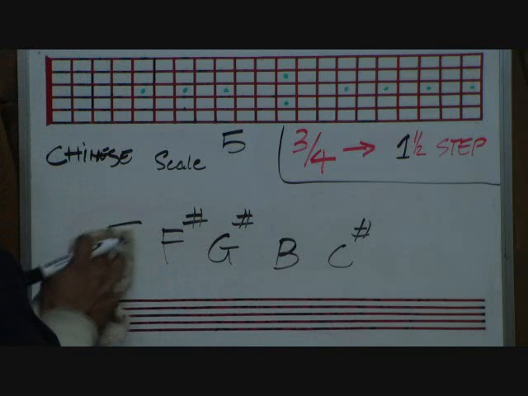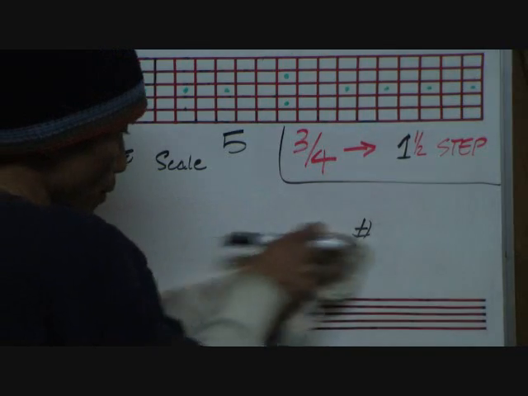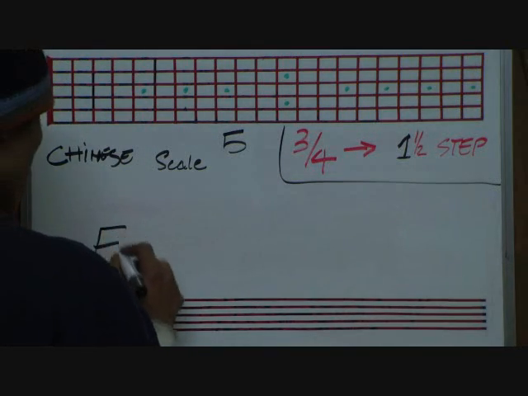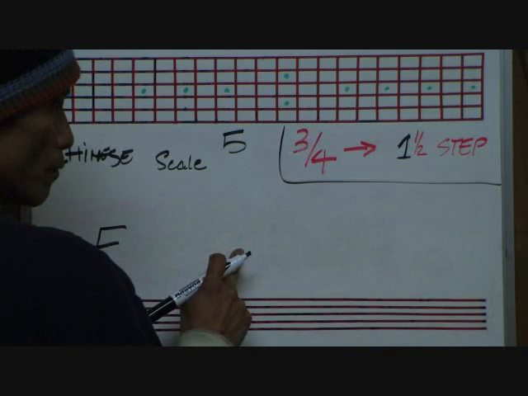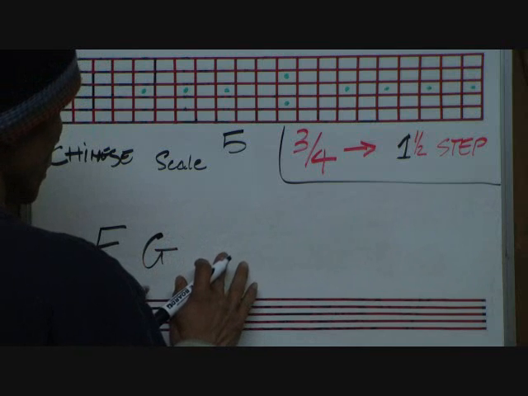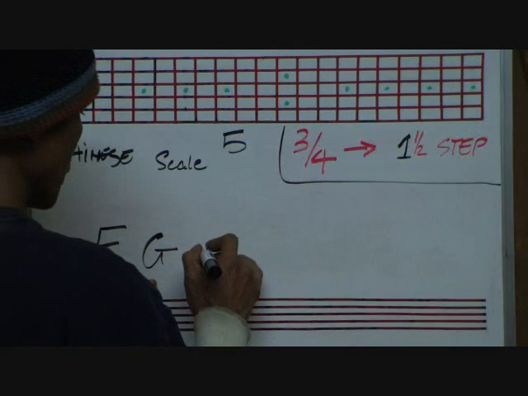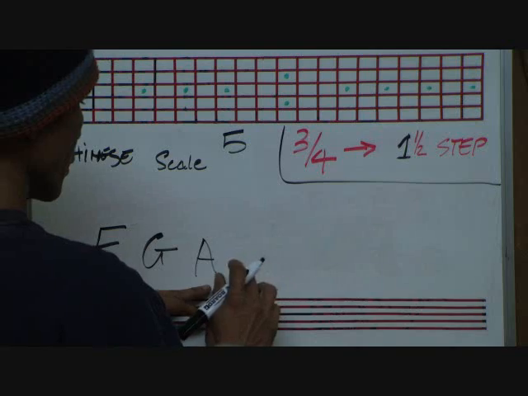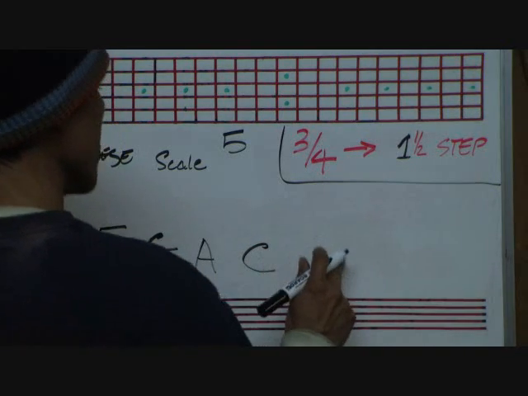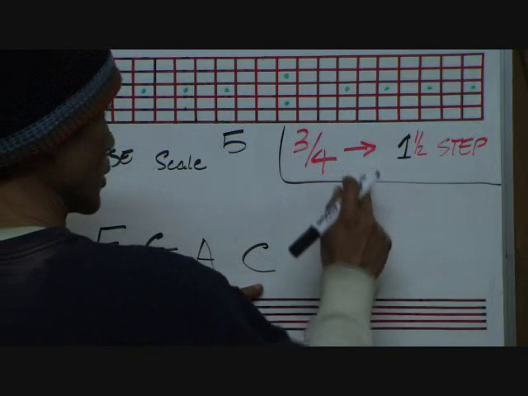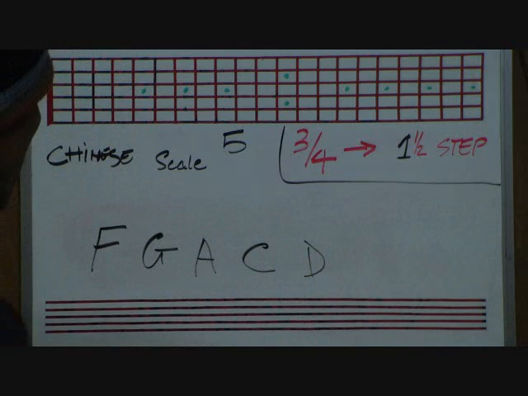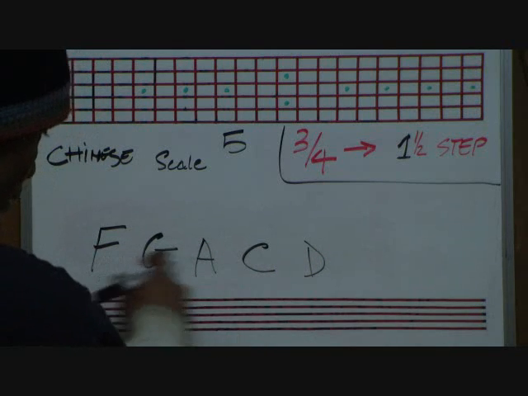Now let's go to the key of F Chinese scale. Write down F as the first. The formula says first to second is a whole step, so it's a G. Second to third, the formula says a whole step, so it's an A. Third to fourth, the formula says a whole and a half, so it's a C. Fourth to fifth, the formula says a whole step, so it's a D. Then you have the F Chinese scale, 5-tone, 5-note scale.